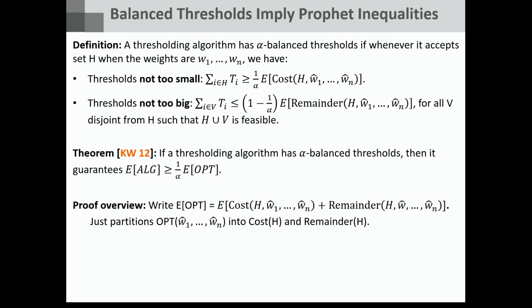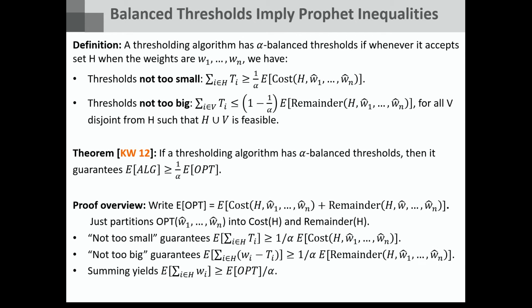Okay, so we can write the expected value of opt in the following way. We can just take opt and partition it into the cost and remainder. This is fine because cost and remainder always partition opt, even if h itself is a random variable. For any choice of h, this is just a partition of opt. And this not too small guarantee immediately tells us that the expected sum of thresholds from what we hire gets a 1/alpha fraction of the expected cost, because this is just reading off the definition of not too small.